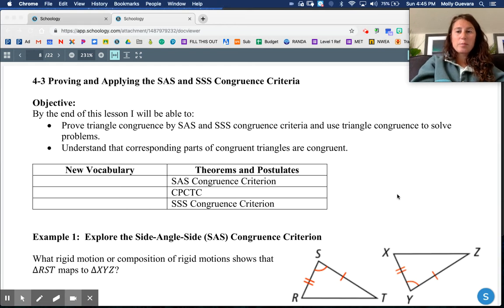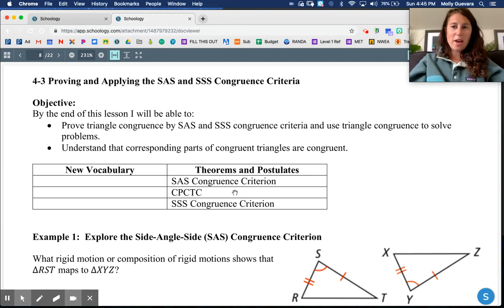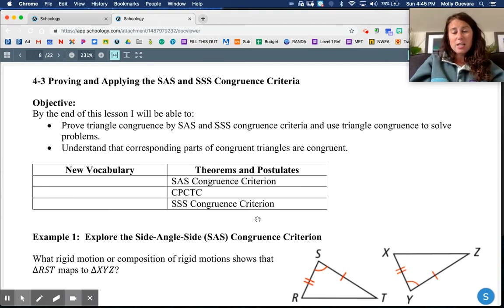Specifically, we're going to be able to prove that two triangles are congruent using either side angle side, the SAS, or side side side, which is the SSS. And then we're going to talk about this CPCTC, quite a bit, so don't stress about that. No new vocabulary today, but we do have three. They're not theorems or postulates, they're criterion or conditions. So we're going to look at those three. Go ahead and jump to the back of your notes, and let's talk about these three.